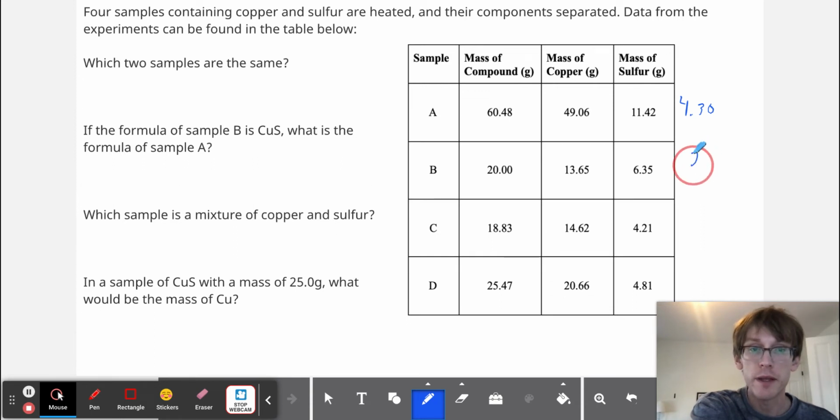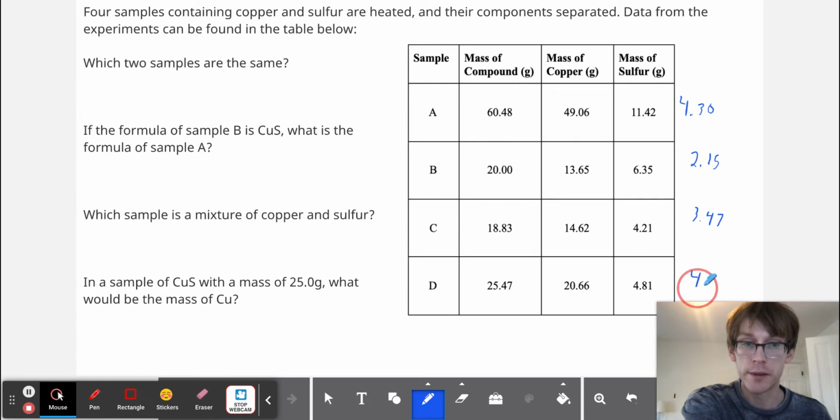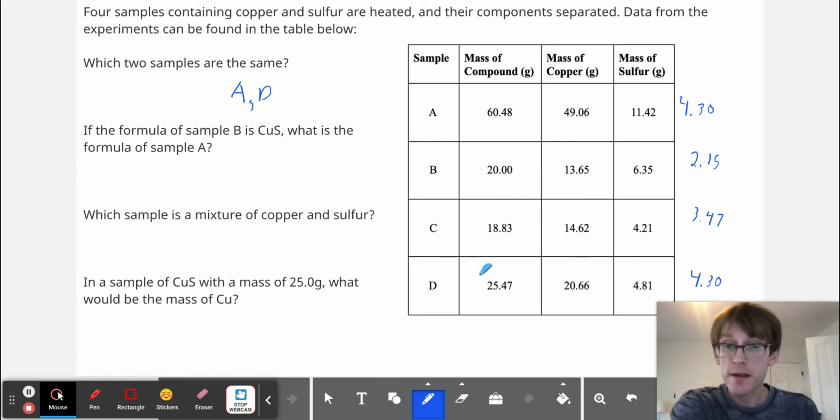In the case of sample B, we do the same thing, but we get 2.15 to 1. In the case of sample C, we get 3.47 to 1. And in the case of sample D, we get 4.30 to 1. As I look at these 4 ratios, A and D have the same ratio, which indicates through the law of definite proportions that they are the same compound. They have different masses of each component, but those components combine in the same ratio, and that indicates that they are the same compound.